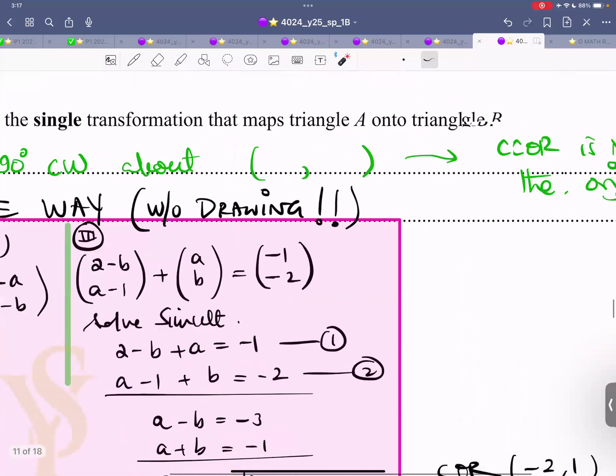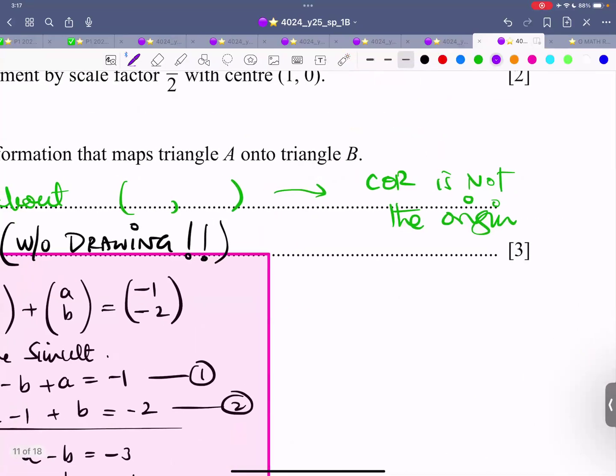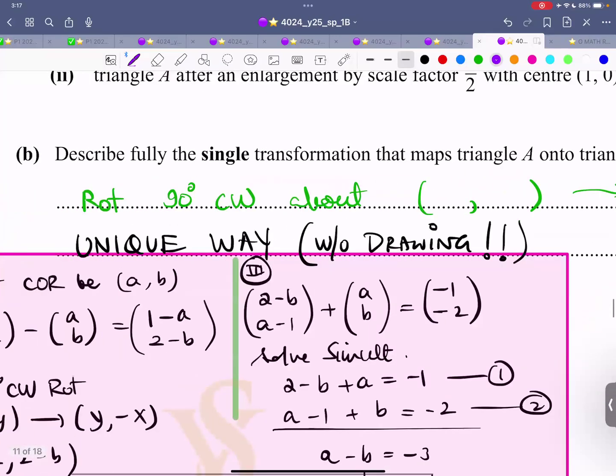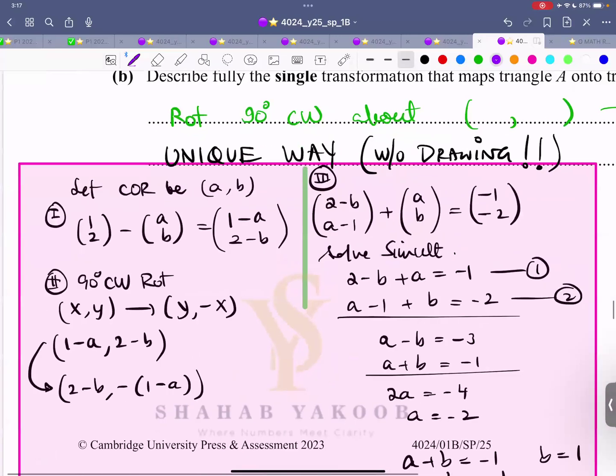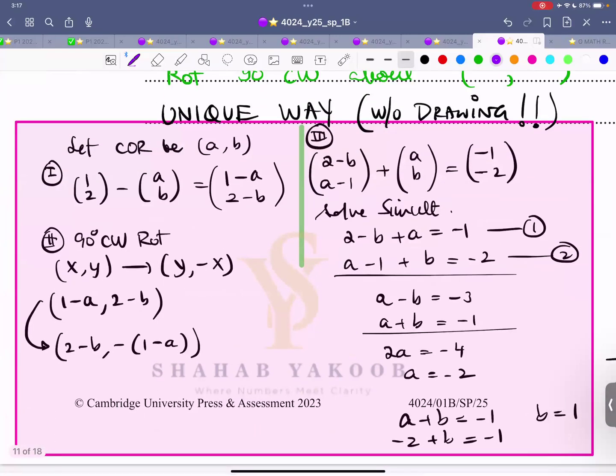Now there is one way in which people do it. What is that way? They join corresponding points. For example, A to A prime, and then B to B prime, and then draw perpendicular bisectors. Where the bisectors meet, that is the center of rotation. That's one way. Now, for those people, I have created this unique way without drawing.